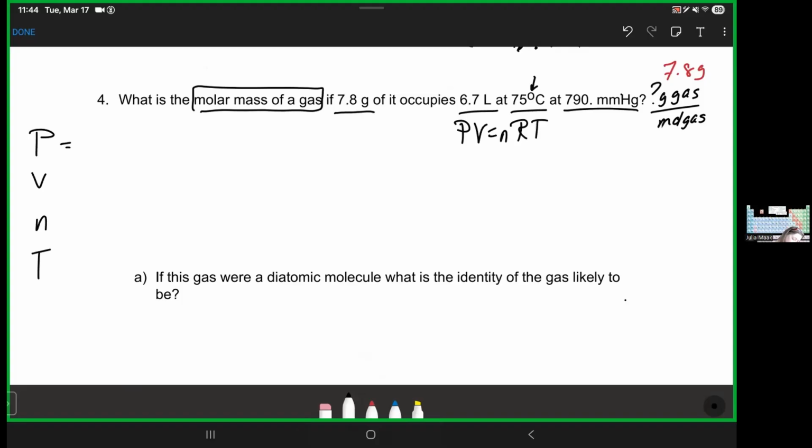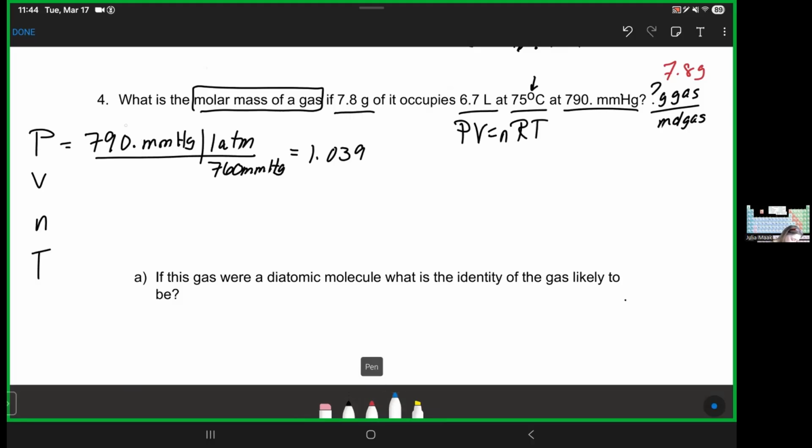My pressure is 790 millimeters of mercury. We have to be in atm. So an atm is 760 millimeters of mercury. And that is 1.04, 1.039. And I've got 3 sig figs here. And this is an absolute number, so don't use that for sig figs. Okay, so 3 sig figs, so that's 1.04 atm. My volume, they told us, was 6.7 liters. We don't need to convert that because we're already good.